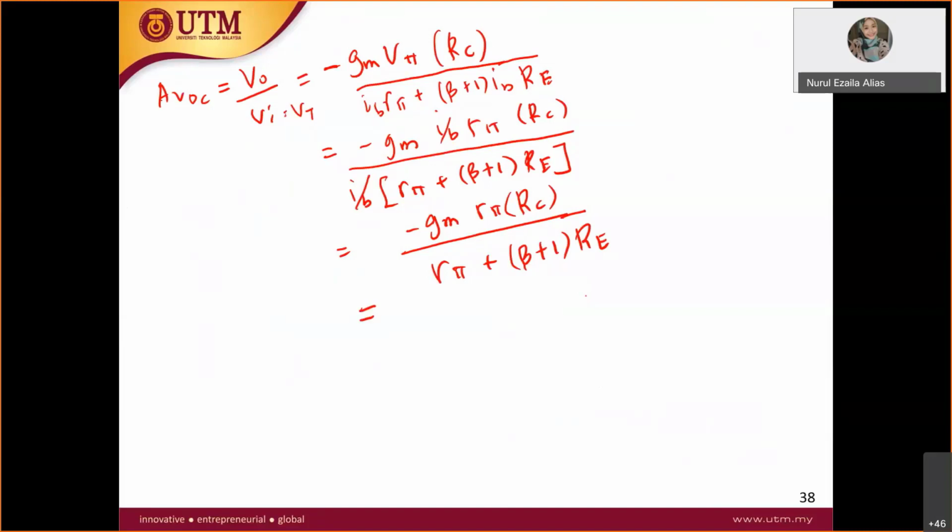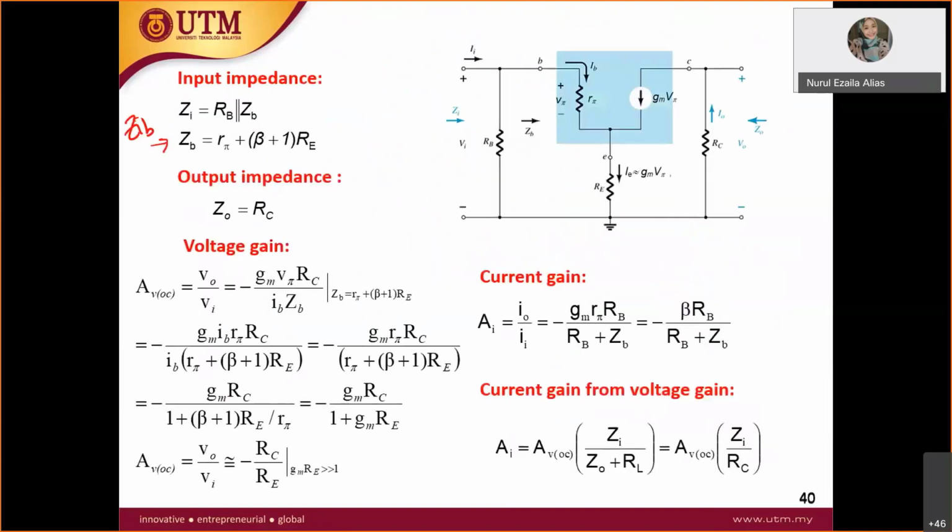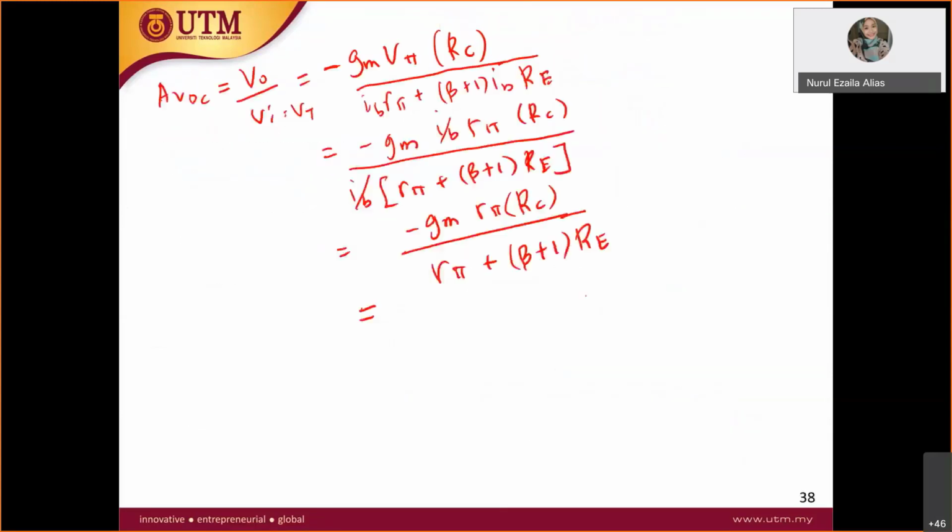Okay, so I want to cancel out this R pi. So I divide all with R pi. Finally, because I want to get this equation, they don't have R pi in here. Before that, they have R pi. Now they don't have R pi. How do they do it? Actually, they divide all with R pi. So they will get here negative GM RC.